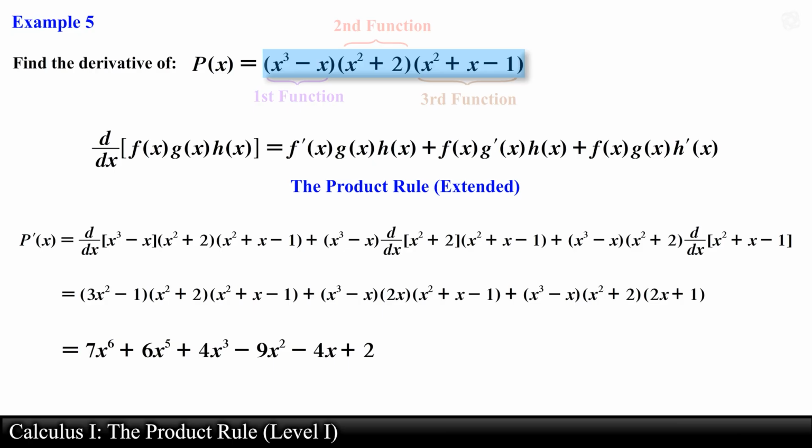Note that you can also just distribute the expressions in the beginning and then apply the derivative term by term. That would also yield the correct answer. But for expressions that are not polynomials, you want to use the product rule extended for more than two functions. Alright, and that is the product rule in a nutshell. In our next video, we will go over more challenging examples involving the product rule.